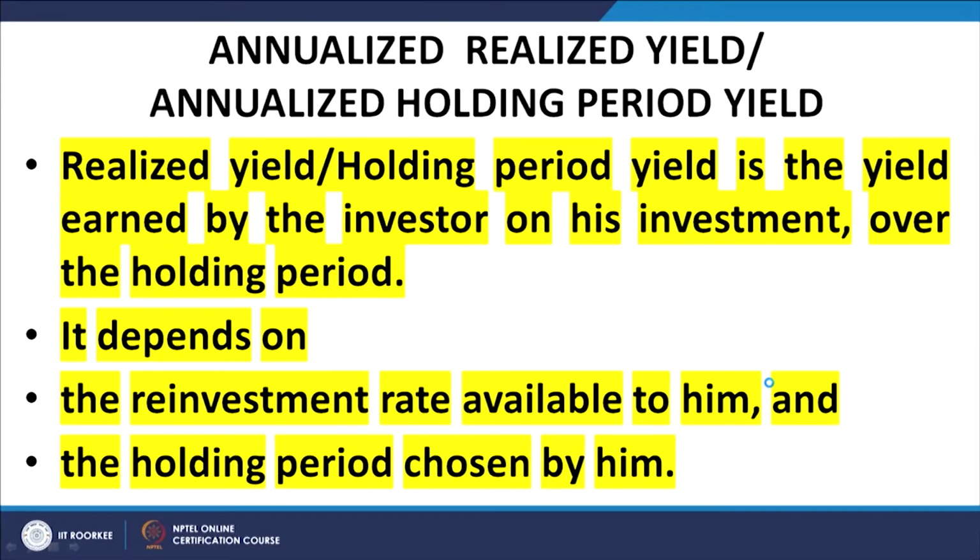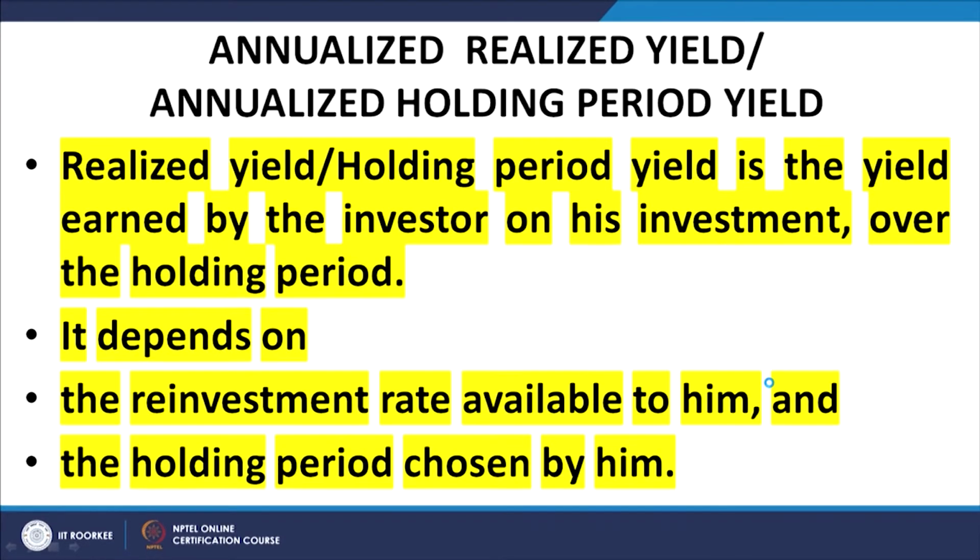Now, we come to the important measure which is also called the effective annual yield, but which is more commonly known as the annualized holding period yield or annualized realized yield. But before we get to that, let us talk about the holding period yield.